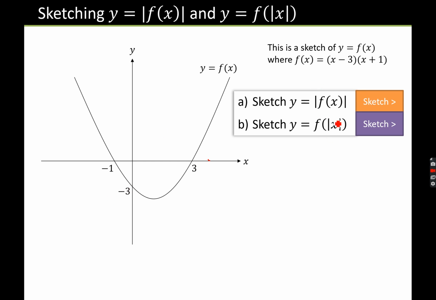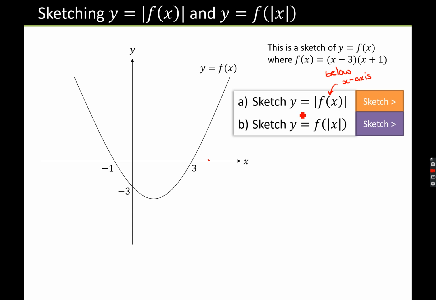Now, when we do the modulus of f of x, the modulus of the whole function, now we should know the modulus means we can't have negative solutions. Any negative solutions become positive. So what this means is I am looking for any point on the graph where I have a negative answer. So I'm looking for anywhere that is below. Okay, so that means I'm looking at that gap between 3 and minus 1.